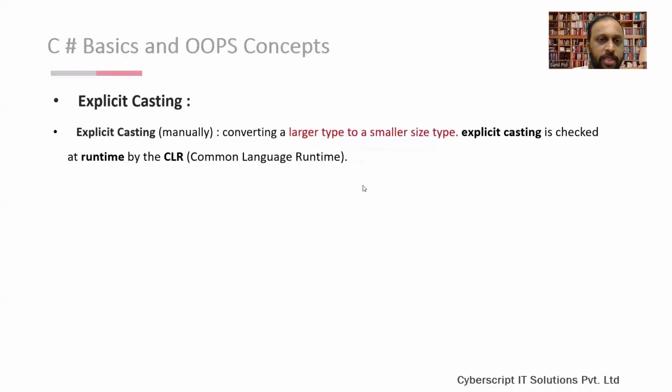So the next one is explicit casting. Explicit casting is a manual process of converting a larger type to a smaller type size. Explicit casting is checked at runtime by CLR, that is nothing but common language runtime. So as we discussed, implicit casting is done automatically by the compiler, and explicit casting is a manual process. So we are converting a larger data type into a smaller data type.